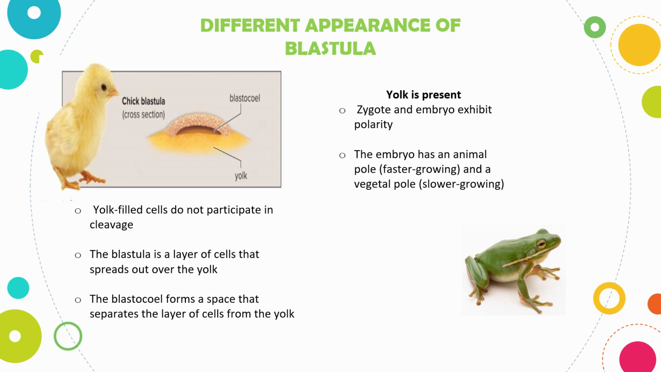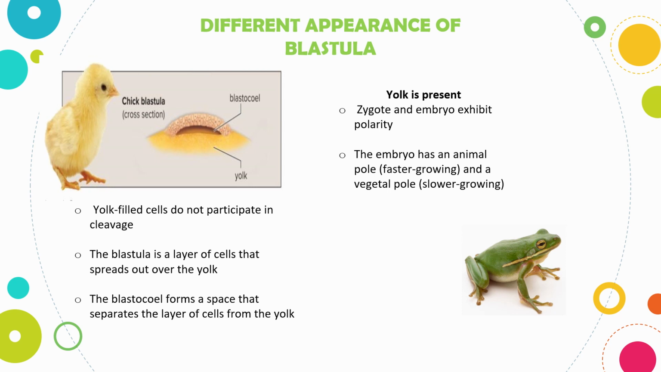Okay, next, in frog, cleavage is also not equal because of the presence of yolk. So when there is yolk, the zygote and embryo exhibit polarity, and the embryo has an animal pole and vegetal pole. Actually, the animal pole contains faster growing, smaller cells that will develop into ectoderm and endoderm, while the vegetal pole contains slower growing and larger cells that develop into endoderm. Ectoderm and endoderm will be explained later.